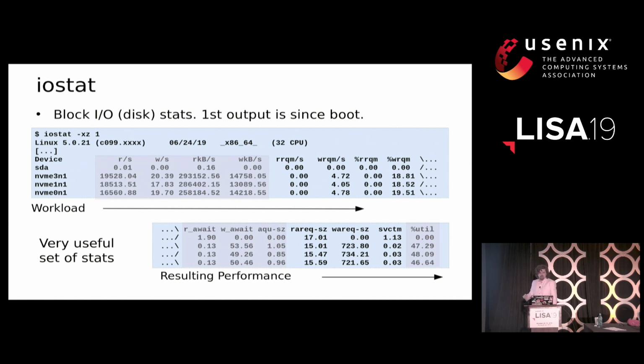iostat has been updated recently, so the columns have been changing a little bit. I actually like the iostat -x design, where you've got workload and then resulting performance. The workload is the reads, writes, kilobytes, and then the resulting performance, I've got the average wait for reads, average wait for writes, average queue size, and percent utilization.